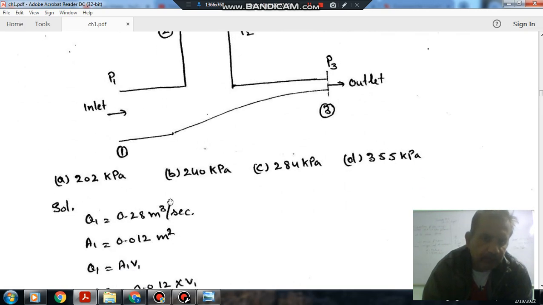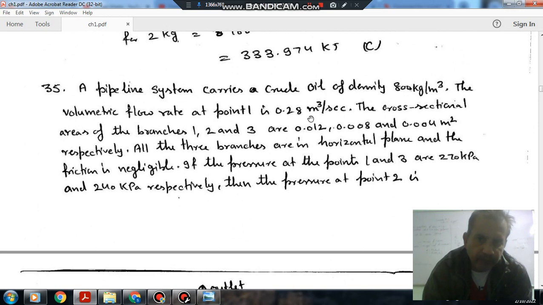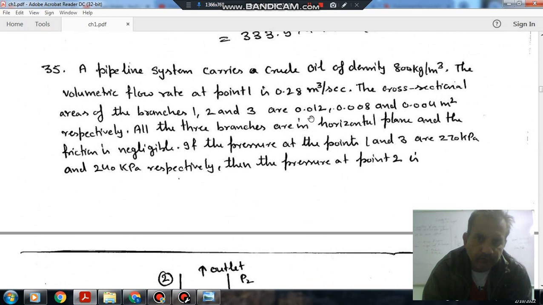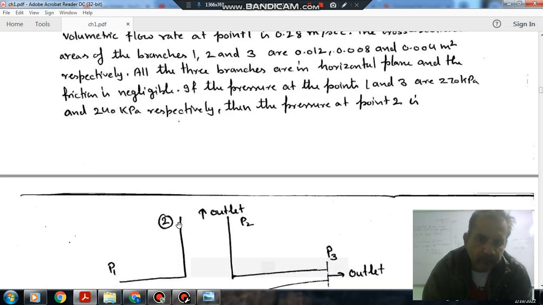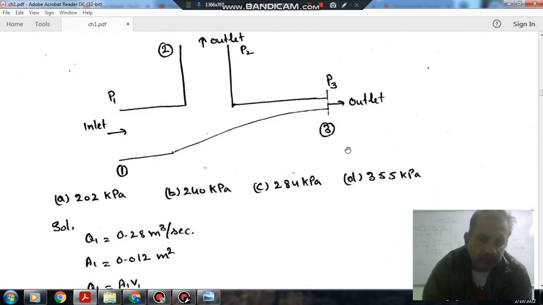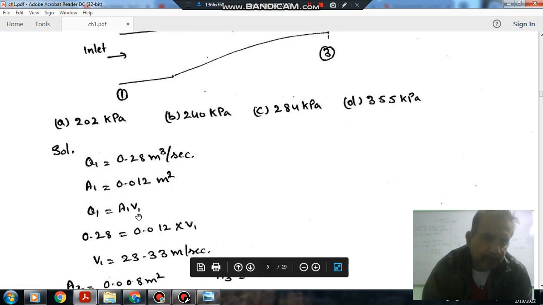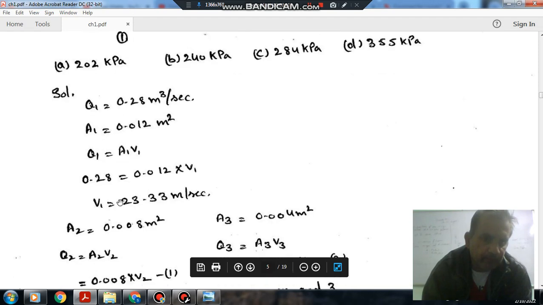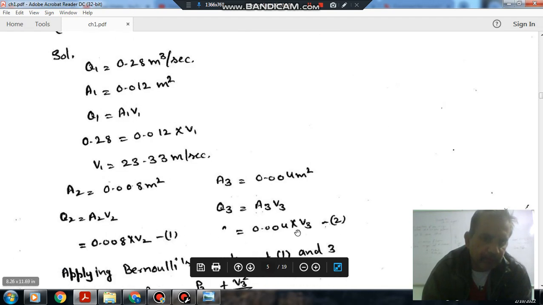Now the discharge at 1 is 0.28. Area at 1 is 0.012, area at 2 is 0.008 and area at 3 is 0.004. Now we can equate the discharge: Q1 is A1 V1, and Q1 is this. So we can find out the velocity at 1. Similarly, we can find out velocity at 2 and velocity at 3.